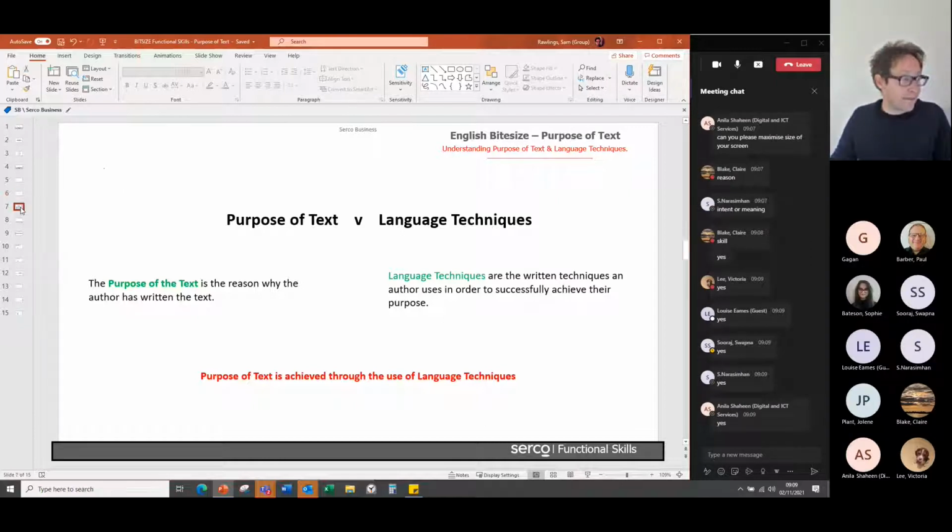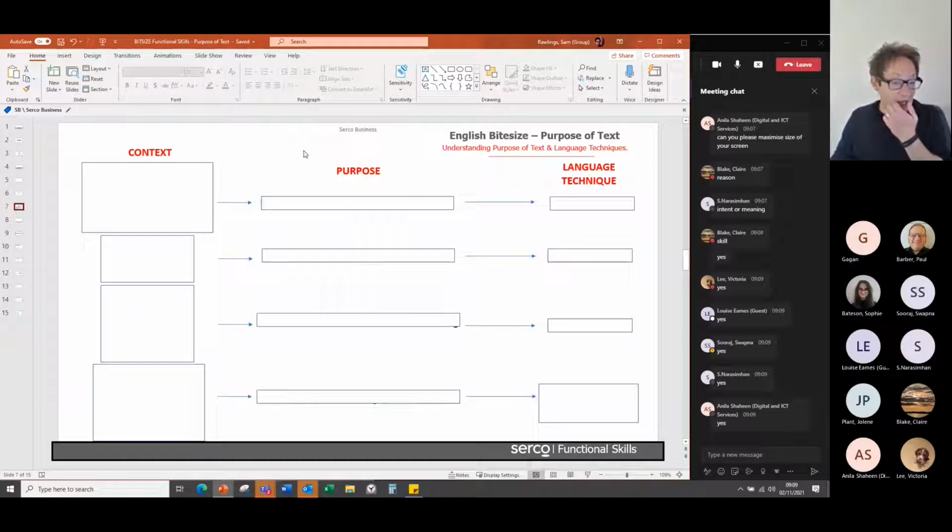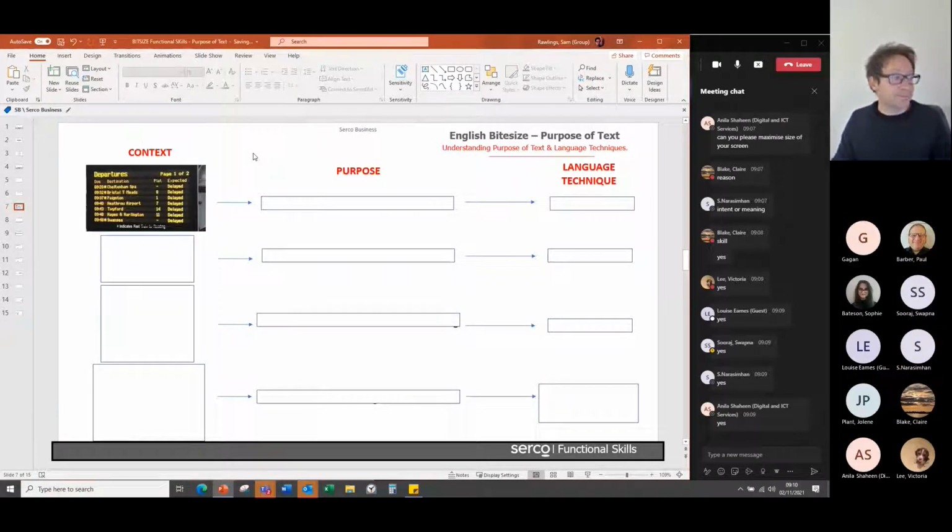So on to the next screen then. What we're going to do here is I'm going to give you a text. You're going to identify the text using context. You're then going to think about what is the purpose of that text. And if you can, this is the stretch and challenge bit, we're going to try and bring in a language technique. So let's have a look at the first one. In the chat box, what is that? What are we looking at there?